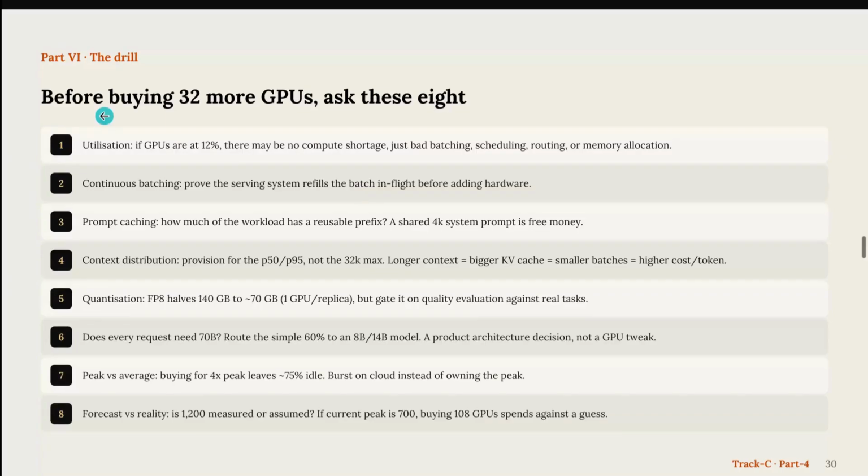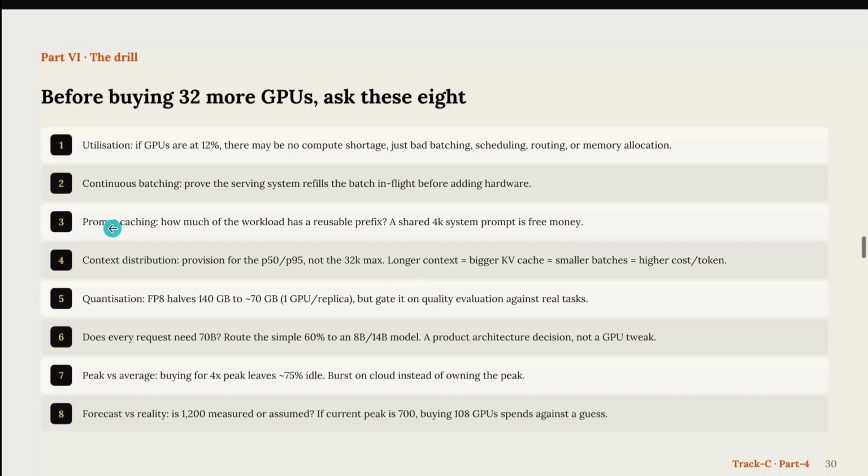That's what we are saying. Before buying 32 more GPUs or 64 more GPUs, we need to ask these 8 questions. Utilization: are we using it completely? If GPUs are at 12%, there may be no compute shortage, just bad batching, scheduling, routing, or memory allocation. So we need to improve this. If we do continuous batching, the system would improve utilization. Prompt caching: we could ensure that the prompts are cached, and you could save some memory there.